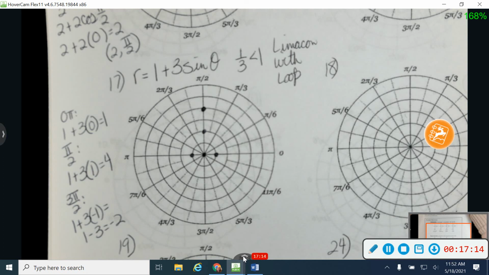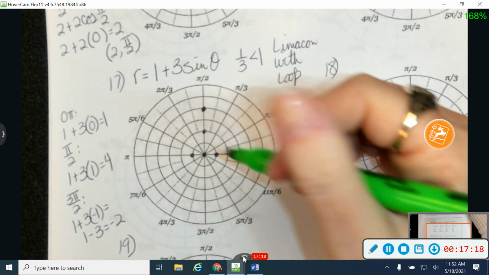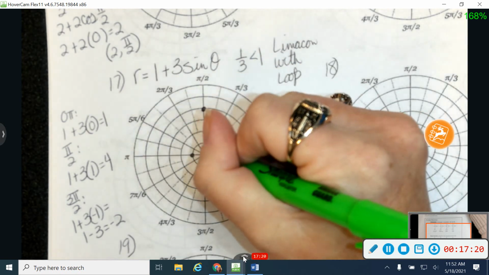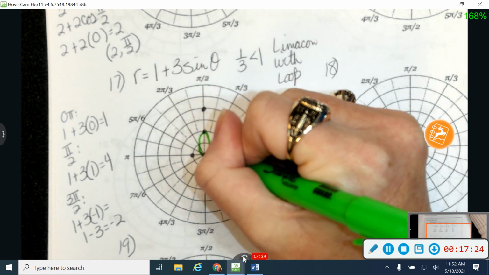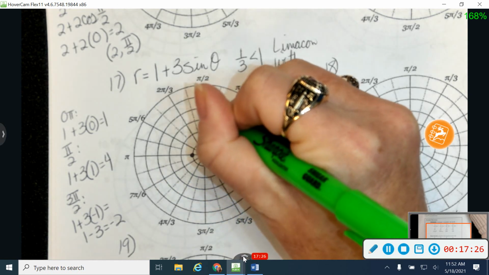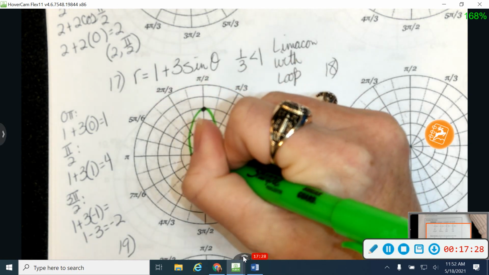Remember, when you have a negative radius, you're going to graph the opposite direction. Same angle, opposite direction. That's what gives you the loop. That negative radius is what gives you the loop.